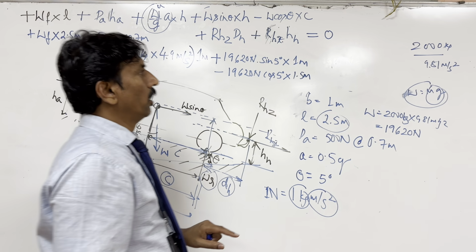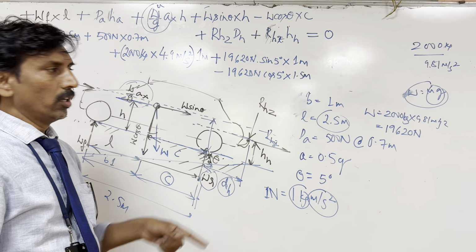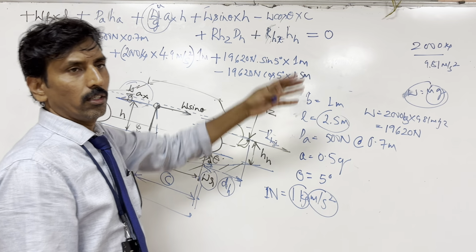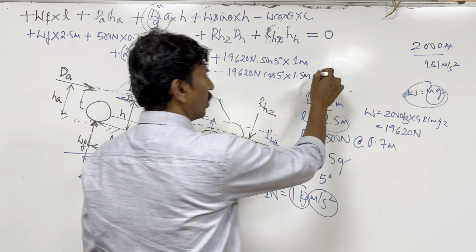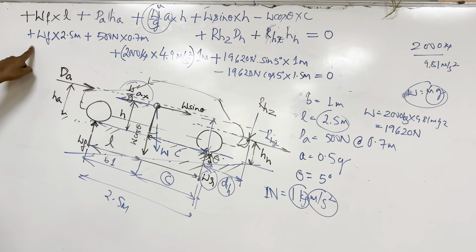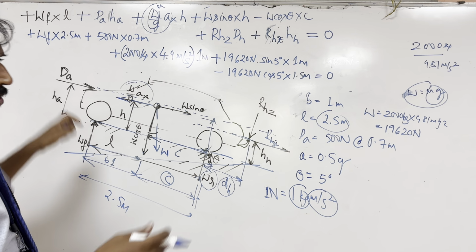1.5 meter, and I said in this car there is no hitch. No hitch means these two forces are not there. This is 0. So here all terms are numbers except this WF. Please find out.